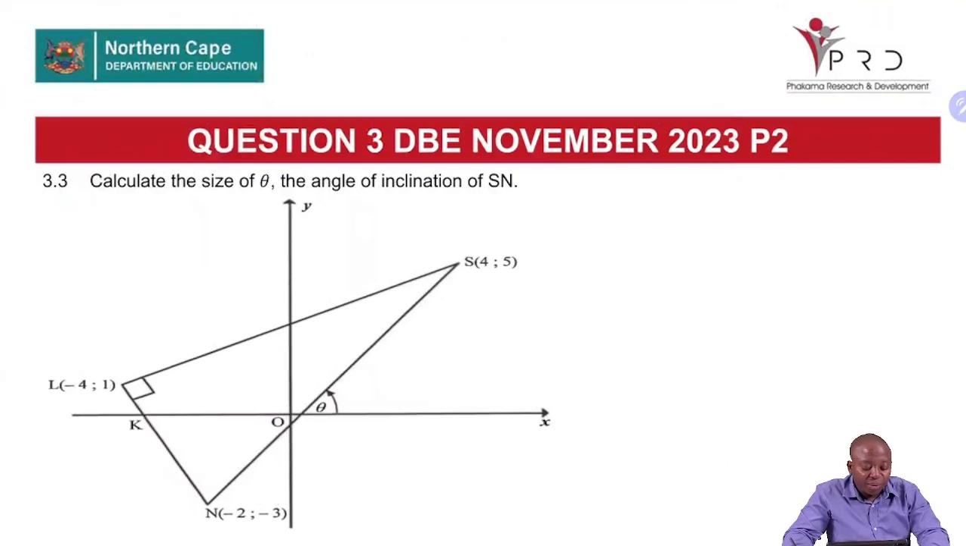Now, question 3.3 says, calculate the size of theta, which is the angle of inclination of SN. So, theta is the inclination of SN.